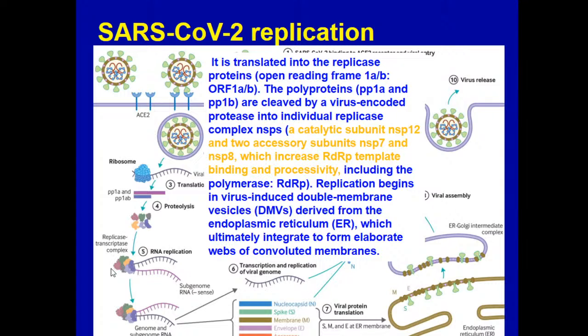And the researchers think that the development of these double membrane vesicles will help to escape the activity of interferons, to protect the process of virus replication and their later assembly from the activity of the interferons.